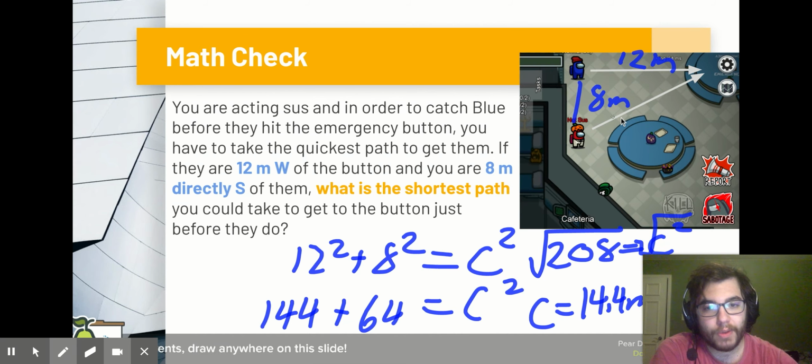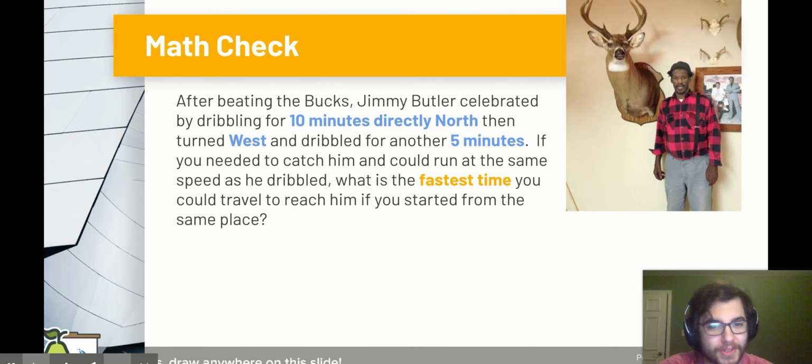Hope you liked the little Among Us problem. After beating the Bucks, Jimmy Butler celebrated by dribbling for 10 minutes directly north. Then he turned west and dribbled for another 5 minutes. If you needed to catch him and could run at the same speed as he dribbled, what is the fastest time you could travel to reach him if you started from the same place?